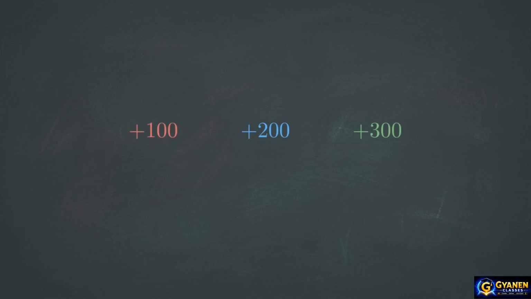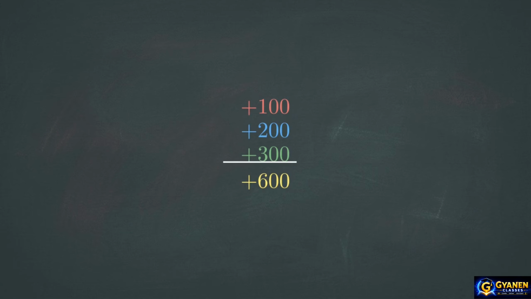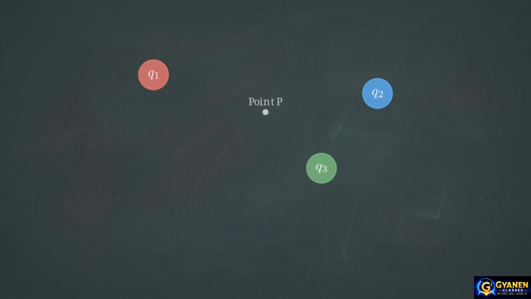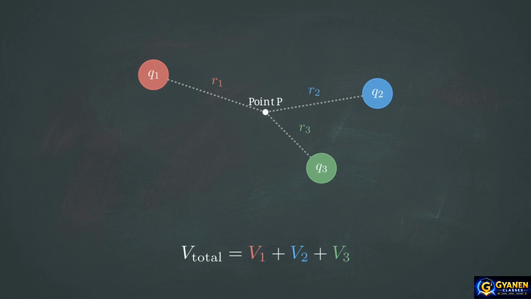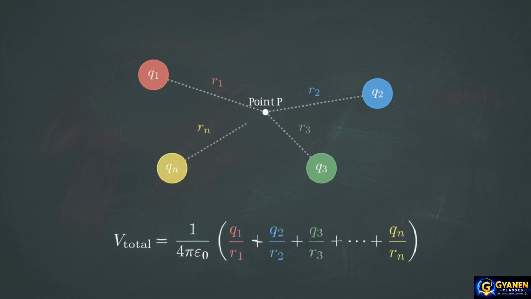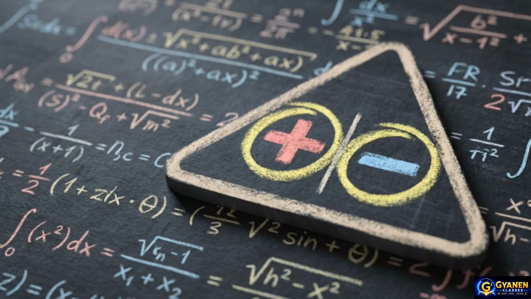Think of it like pooling money. If 3 friends chip in different amounts, you just add the numbers together to get the total. Charges work the exact same way. This is the principle of superposition. The total net potential at any given point is simply the direct sum of the individual potentials from every charge in the system. But you have to follow the golden rule. The mathematical sign of each charge must be explicitly included in your algebraic addition.